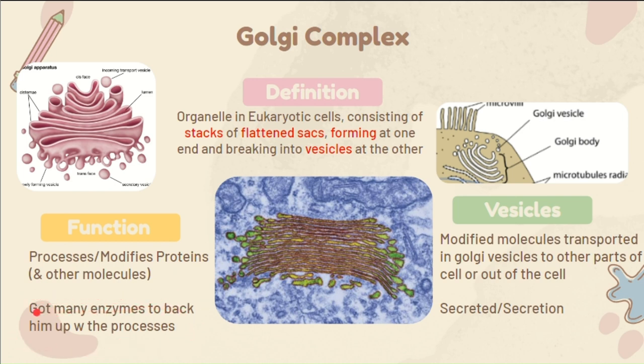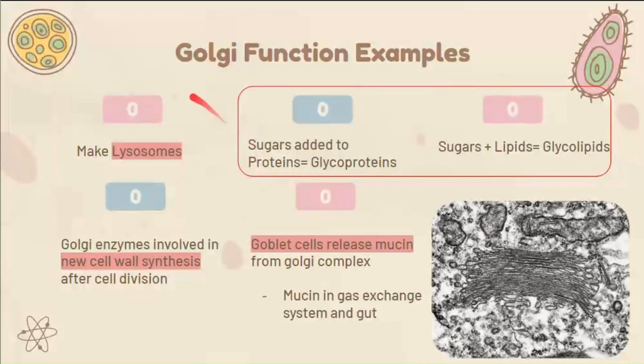The reason it forms vesicles is because the modified proteins are transported in these vesicles to other parts of the cell where they're needed. Or if they're needed outside the cell, the contents of the vesicles are secreted. Secreted is another important keyword, so jot that down. For instance, our goblet cells secrete a substance called mucin from the cell's Golgi. Mucin is one of the main components of the mucus found in our gas exchange system.